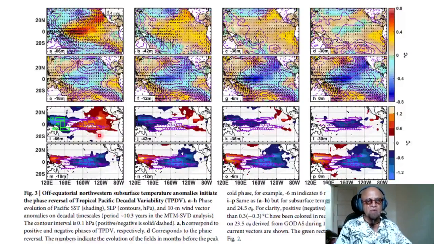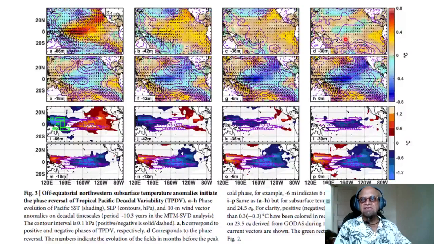And in these plots here we are looking at A to H. Let me just read the whole thing. I'm being a bit too lazy maybe. So A to H, phase evolution of Pacific SST, etc., that we said. The contour interval is 0.1 hPa, positive and negative with solid and dashed as usual. A and H correspond to positive and negative phases of the TPDV. So here it is the flipped signal respectively. D corresponds to the phase reversal.